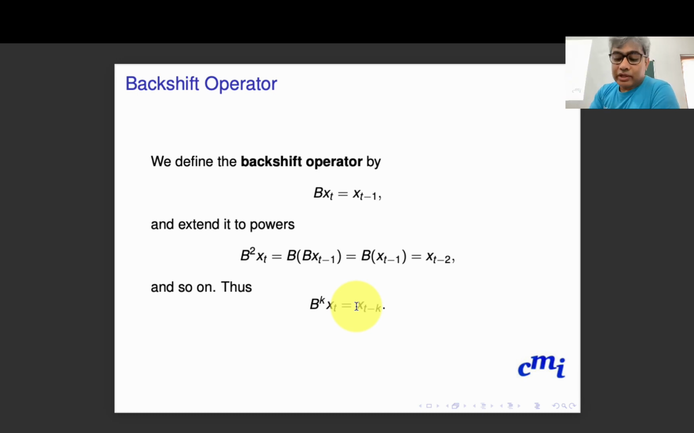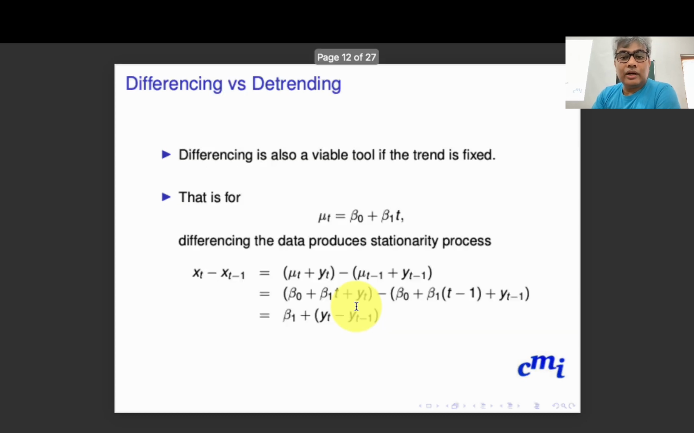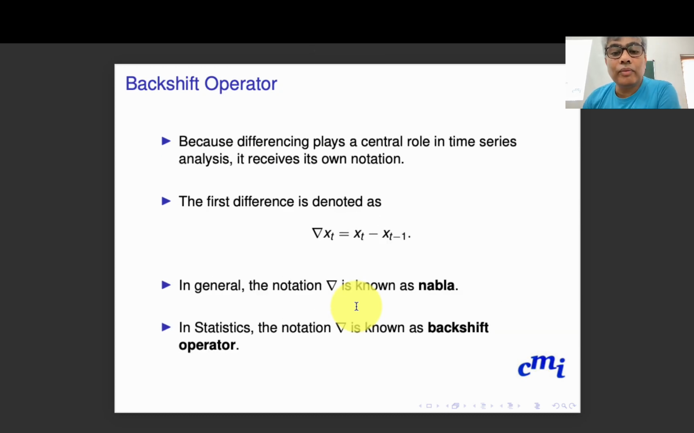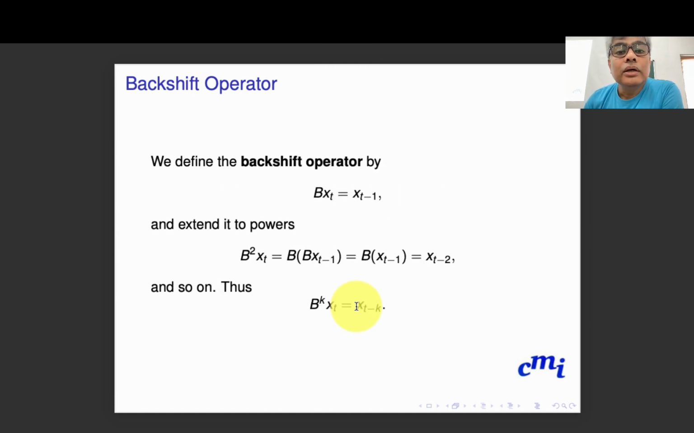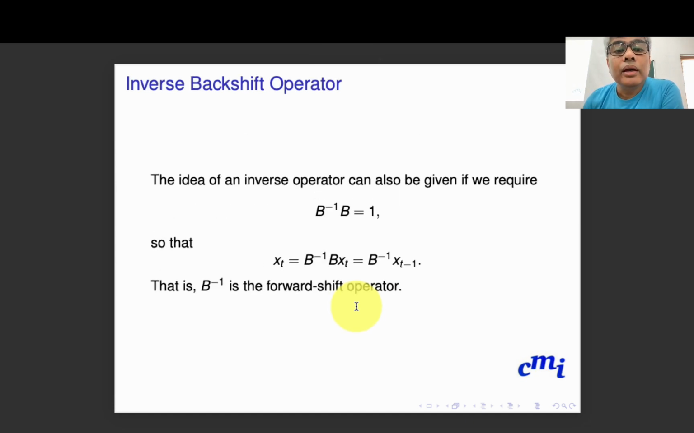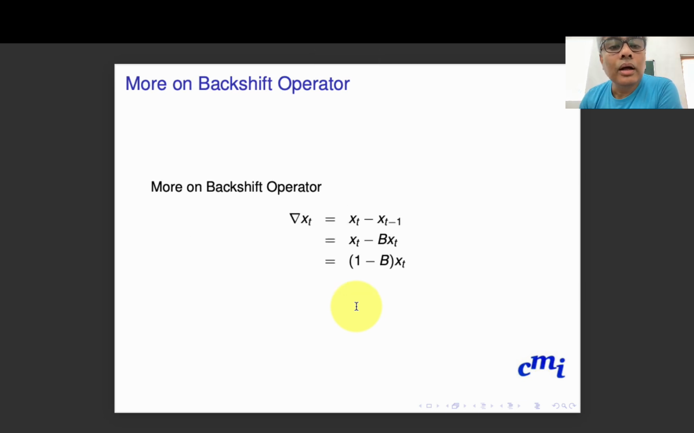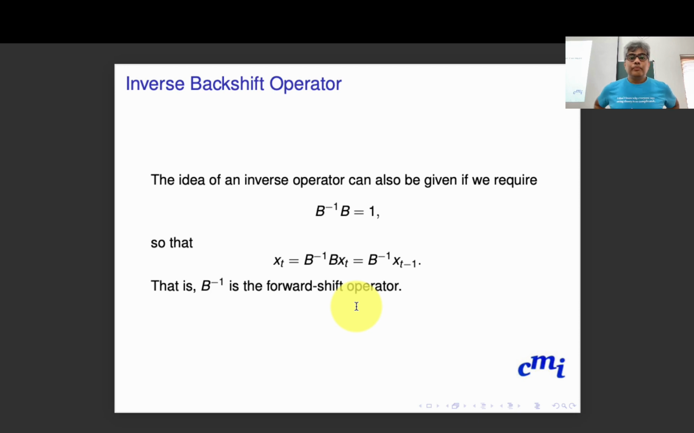So the previous one was a difference operator effectively, and this is the backshift operator. Okay. Now obviously, if you take B inverse B, that will give you 1 xt. You can write it as B inverse B xt, and B inverse of xt minus 1 will give you back the xt. So the B inverse we will call the forward shift operator. Okay.